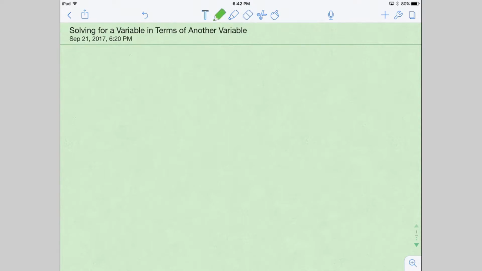So now that that's over with, first I'm just going to talk about what it means to solve for a variable in terms of another variable. When I say something like that, I mean an equation kind of like this. If you have something like a plus 6 equals b, just looking at that, if you have knowledge of solving equations, you know that's not like a normal equation you're going to see.